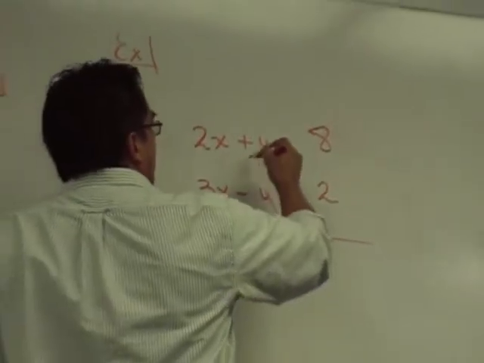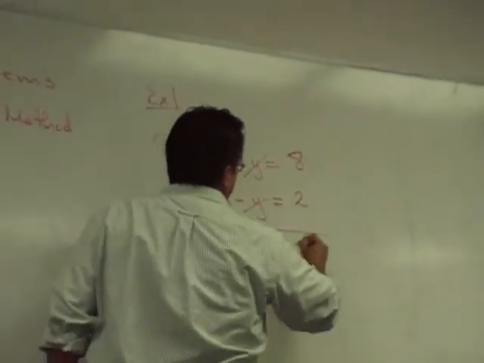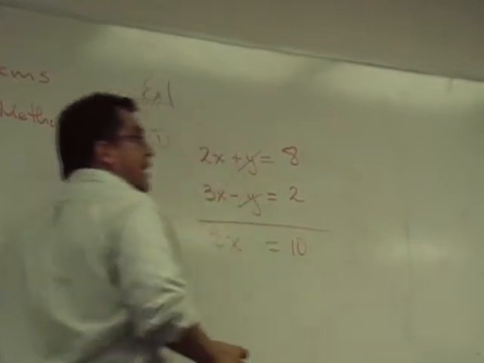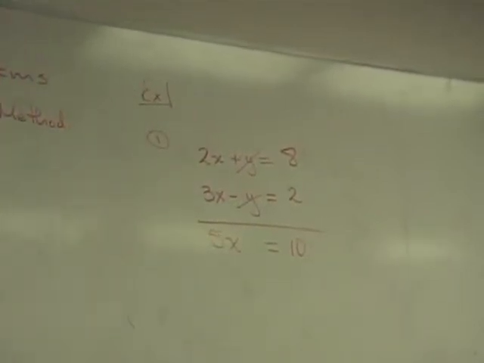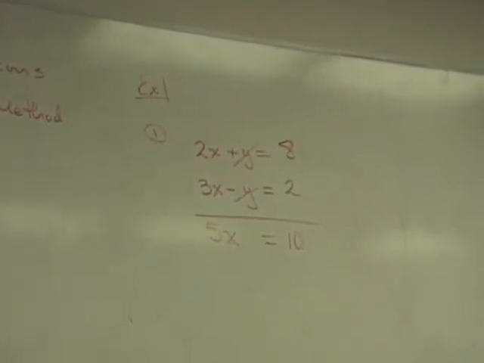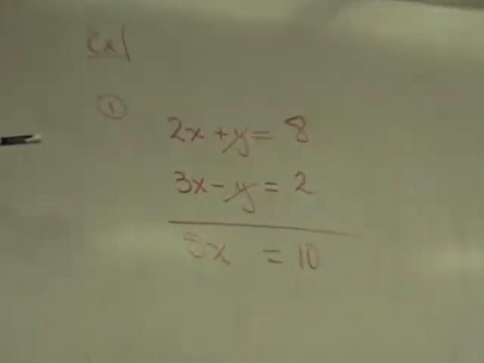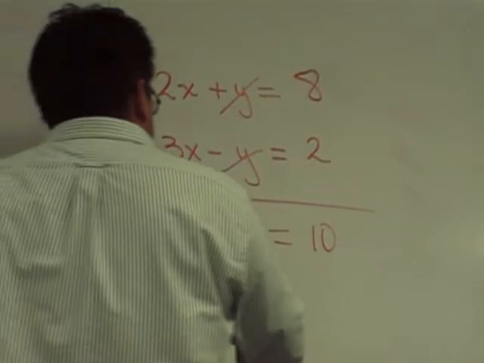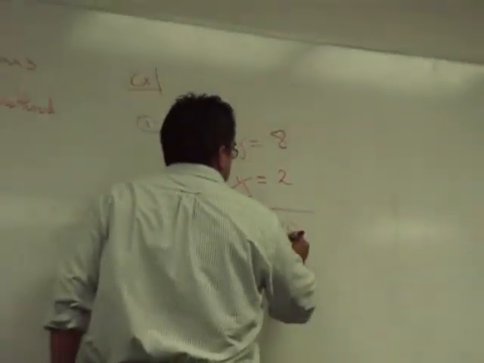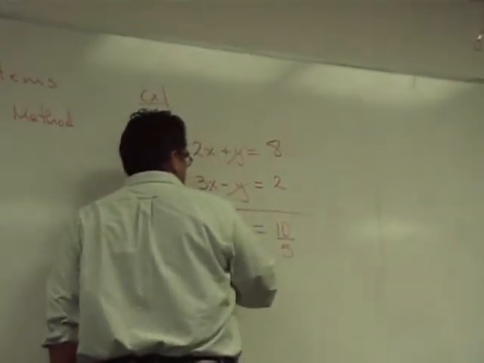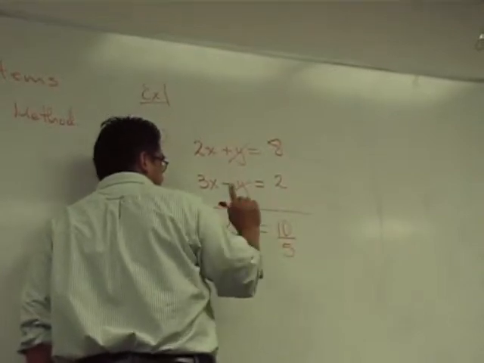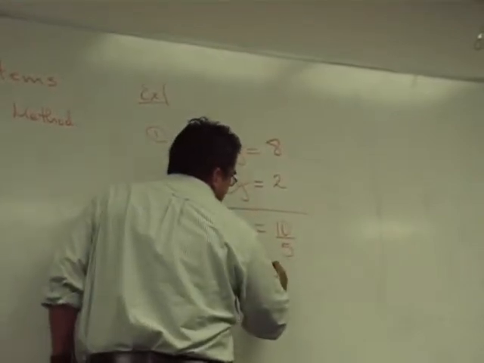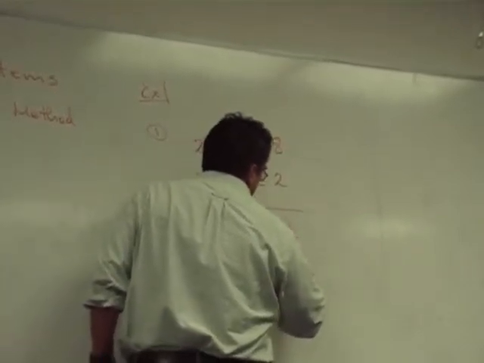5x, the y's cancel out, equals 10. And now we end up with a one-step equation that we can solve easily for x, right? We added the two equations, the y's cancel in the process, and now we're going to divide by 5 both sides of the equation. 5 divided by 5 is 1. We have 1x equals 2.